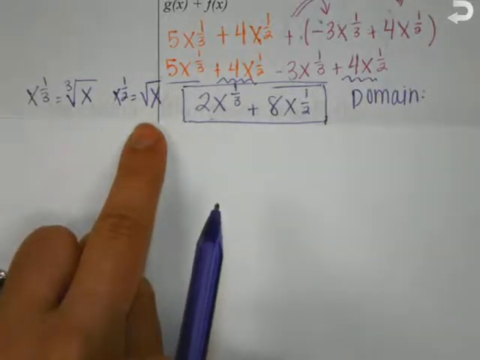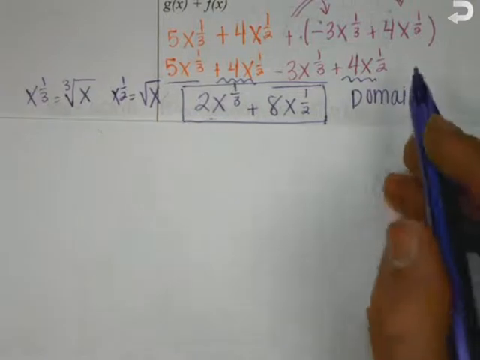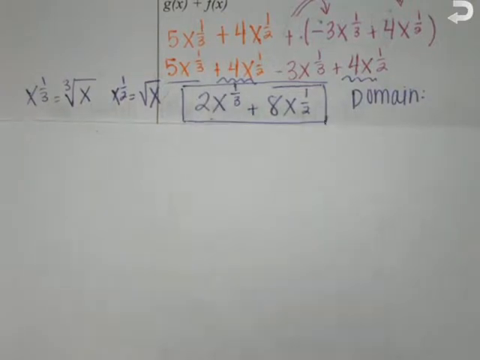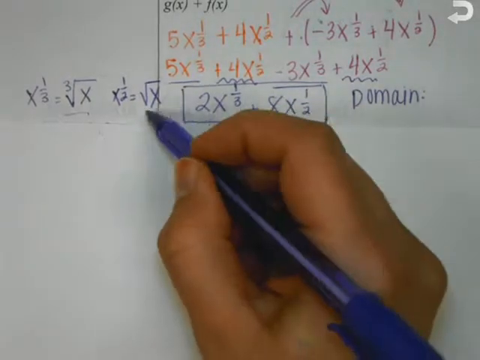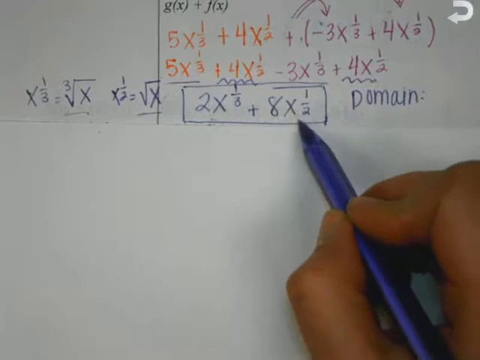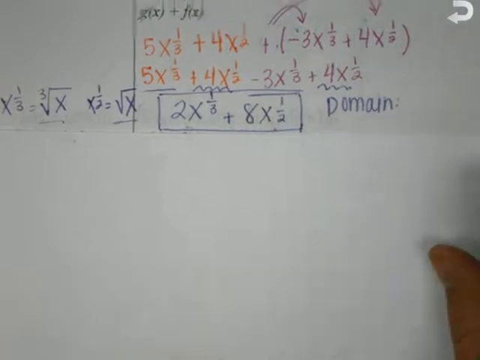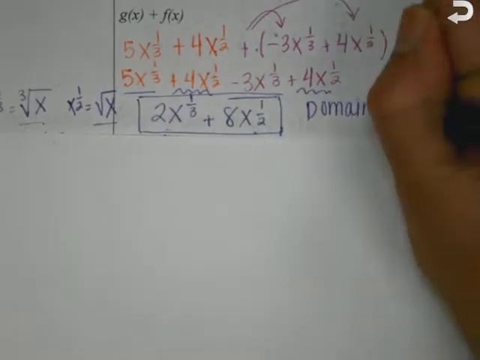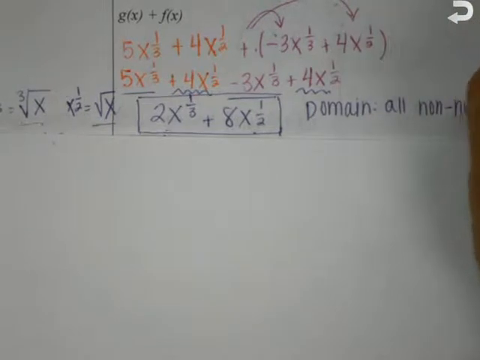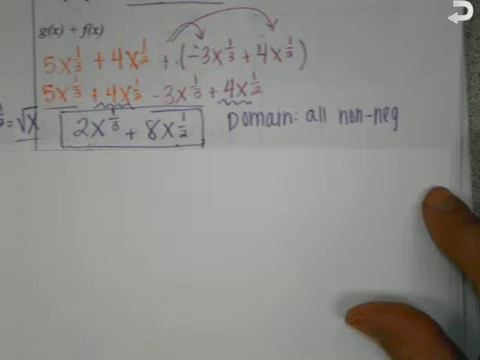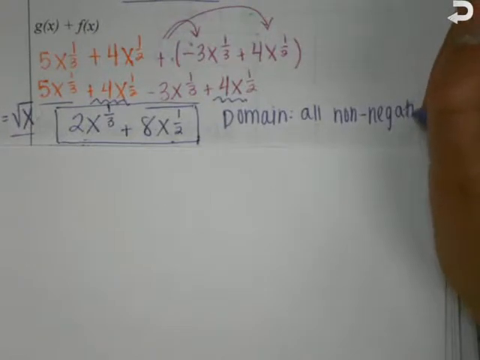Yeah. So when we're stating the domain of these things, we have to take the most restrictive one. So even though the cube root is not restricted at all, a square root is. And since a square root is in my expression, my domain has to be all non-negative real numbers.